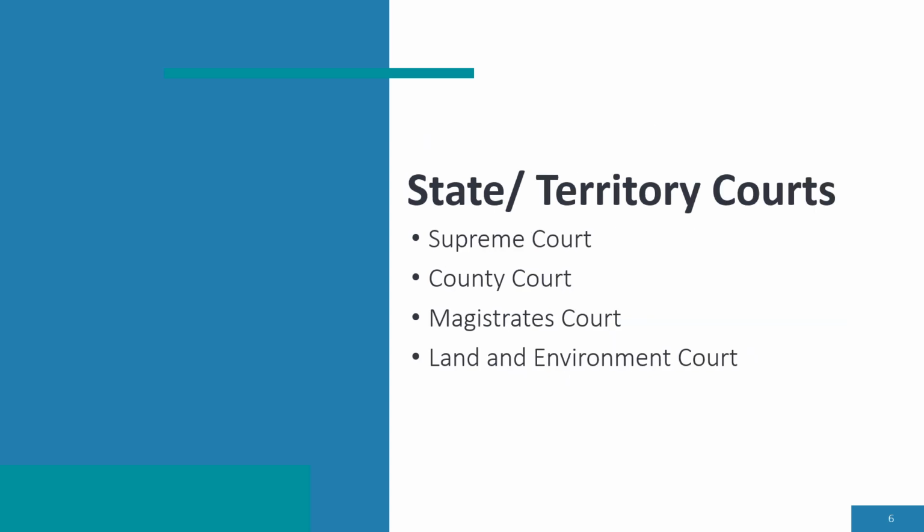The state or territory courts are lower courts which are in each state or territory. These include the Supreme Court, the County Court, the Magistrates Court, and the Land and Environment Court.